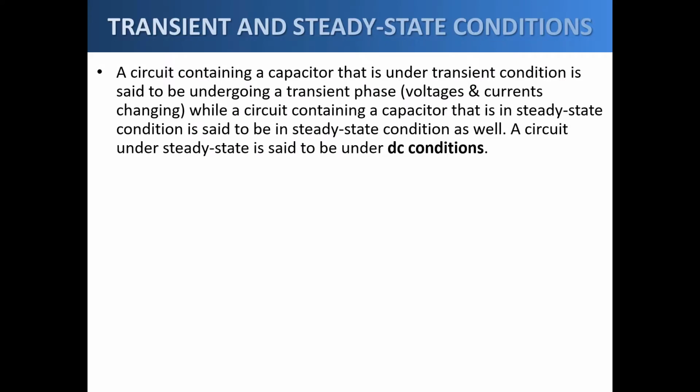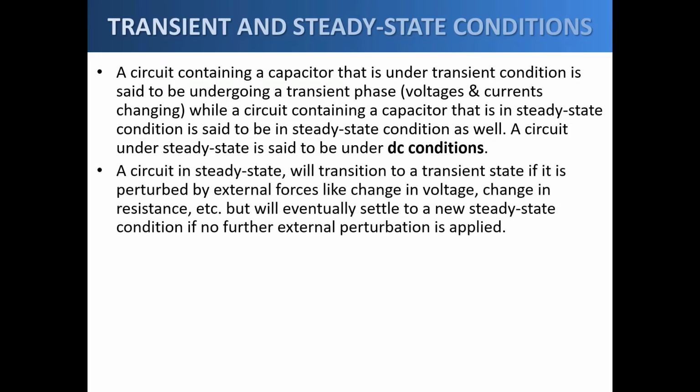Let's say we have a circuit that contains a capacitor, and that capacitor is undergoing a transient condition. That circuit is said to be also undergoing a transient phase. That means the voltages and the currents in every part of that circuit are all changing. While a circuit that contains a capacitor in steady state is said to be in a steady state condition as well. A circuit that is under steady state is sometimes said to be under DC conditions.